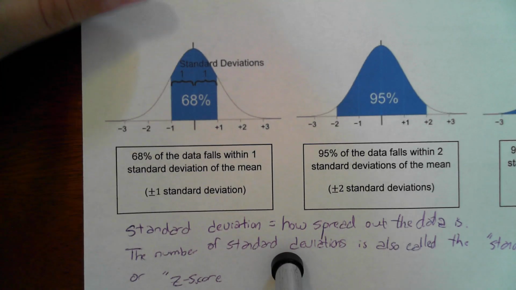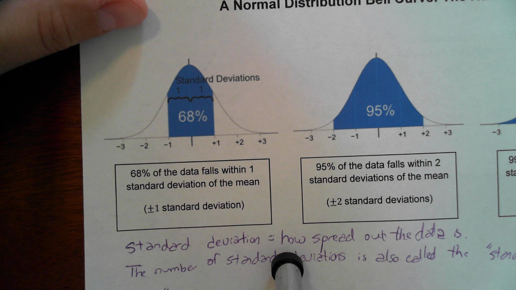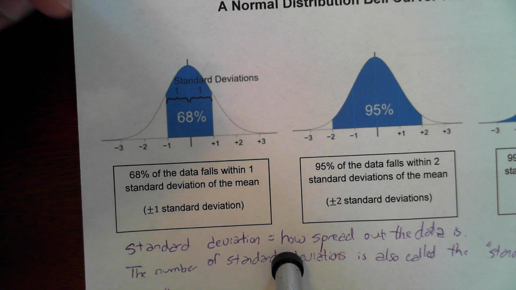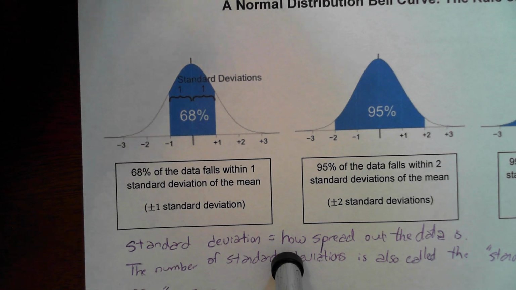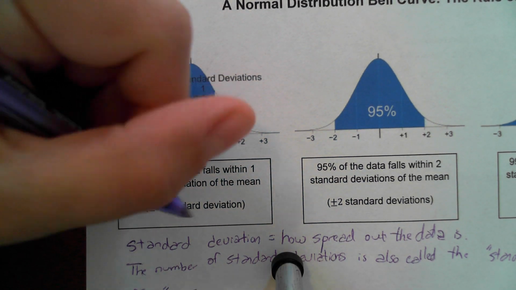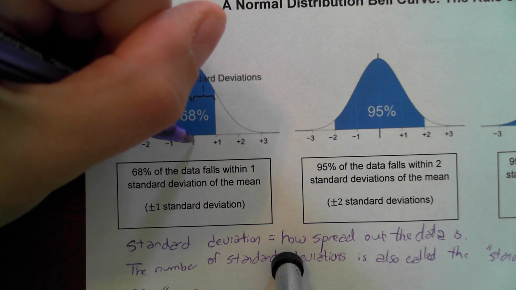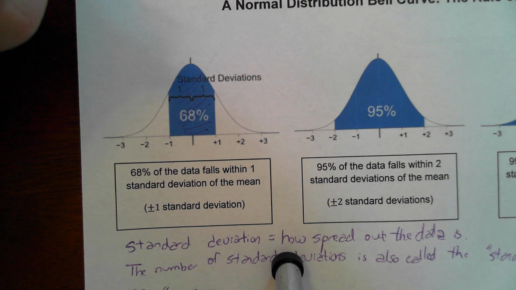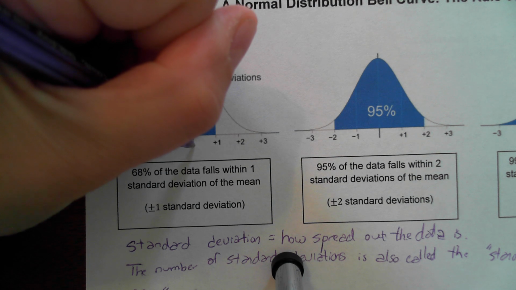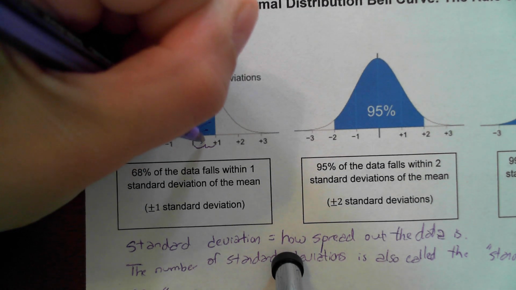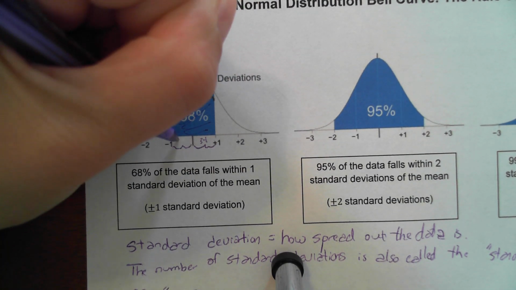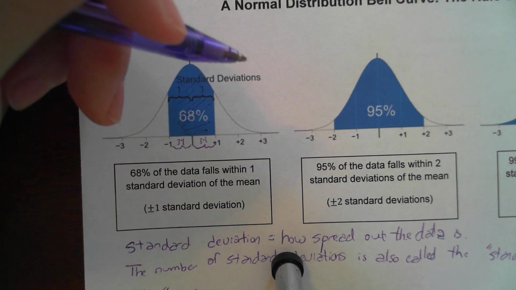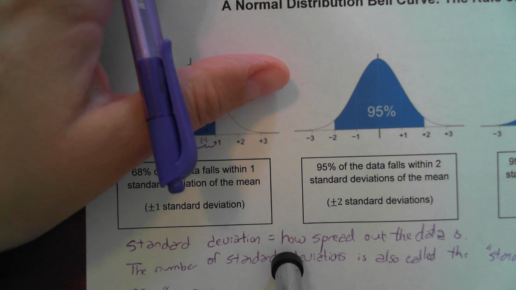So let's look at this rule of 3. The rule of 3 starts off with 68% of the data falls within one standard deviation of the mean. So it says plus or minus one standard deviation. So 68% lies in this shaded area right here. That means 34 is here and 34 is here. Okay, 34 is above the mean and 34 is below the mean.